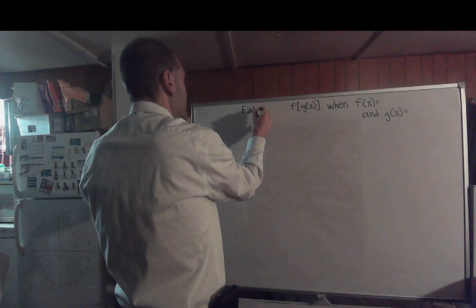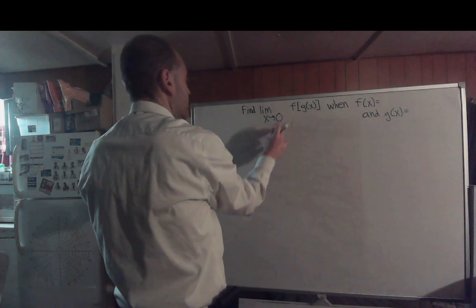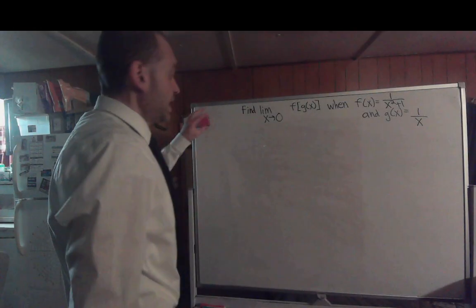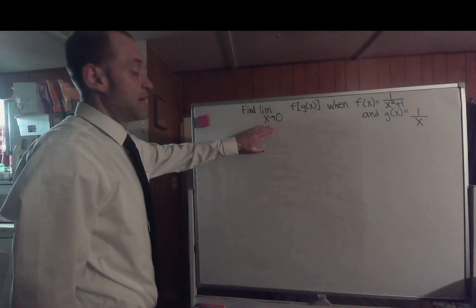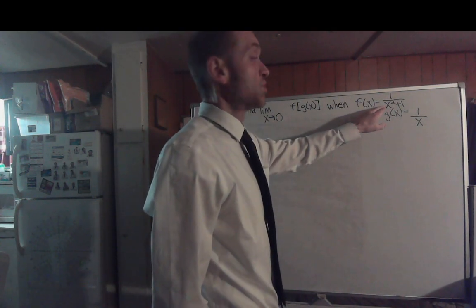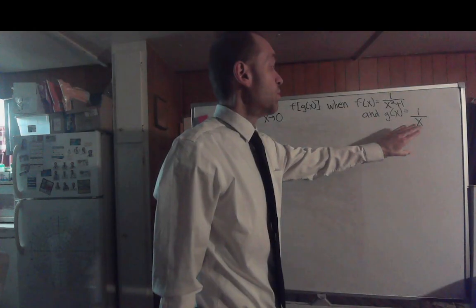Find the limit as x approaches 0 of f of g of x when f of x equals 1 all over x squared plus 1 and g of x equals 1 all over x. Okay, so we're being asked to find the limit as x approaches 0 of f of g of x when f of x equals 1 over x squared plus 1 and g of x equals 1 over x.